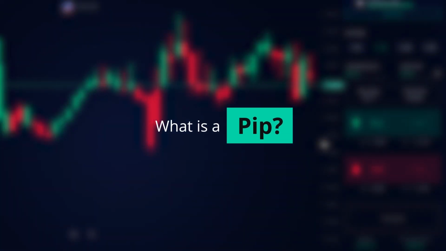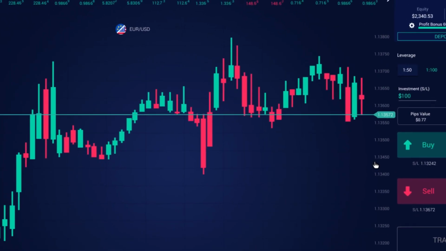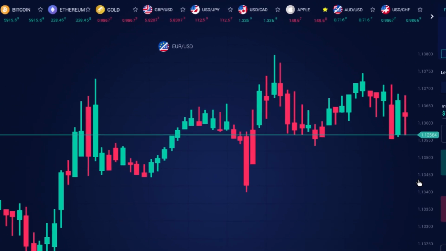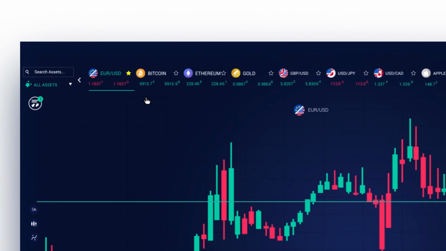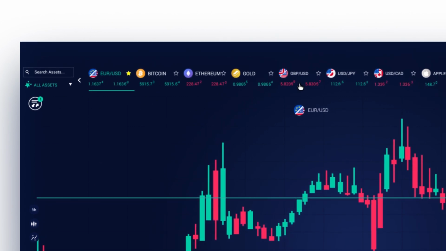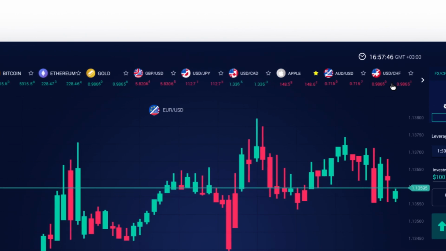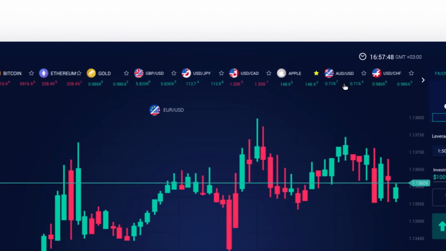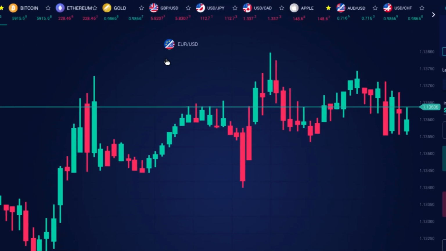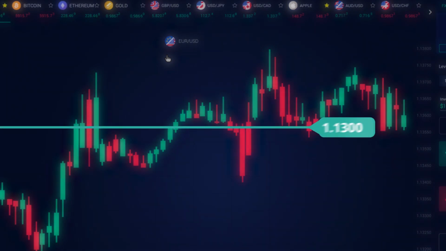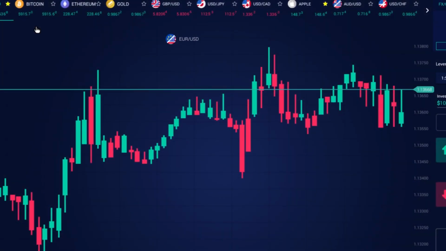What is a pip? A pip, short for point in percentage, is a way to measure the change in price of a pair of currencies or any other asset. For regular currency pairs, such as EUR USD, GBP USD, USD CHF, AUD USD, and so on, pip is based on the fourth decimal. So if the EUR USD pair changes from 1.1300 to 1.1301, that's a 1 pip move.